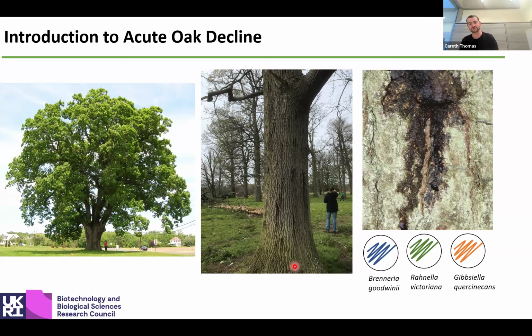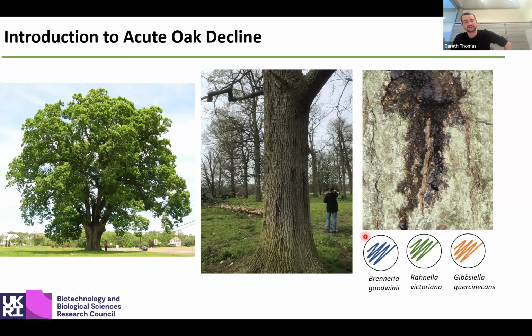This combination of symptoms can lead to the rapid decline of oak trees within about 3 to 5 years of having obtained the disease. Some previous work from collaborators at Forest Research has looked at what's causing these bleeds. Here we've got a zoomed-in picture of the bleeds. What they've shown is that there are 3 bacterial species commonly associated with these bleeds: Brenneria goodwinii, Rahnella victoriana, and Gibbsiella quercinecans.